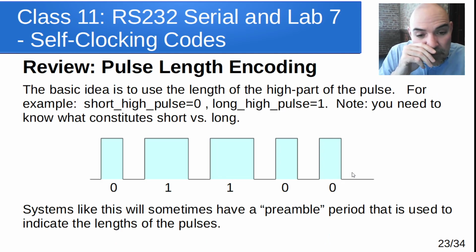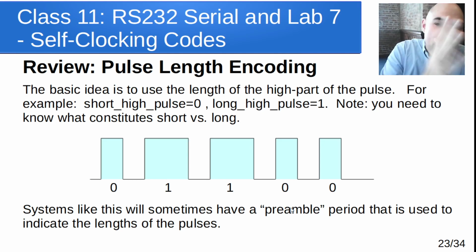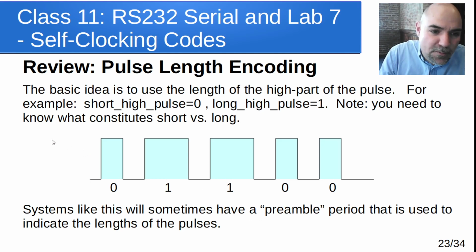Now, there's also pulse length encoding, where all that matters is the length of the pulse at the top. So we don't care about how long it's low. We just say that's a 0 because that's a short pulse. This is a long pulse. And with that, we would need to have some reference length to know what counts as short and what counts as long. Sometimes that is established by having a preamble period. In other words, the message would always start with a certain length, and that would be used as the yardstick for all of the subsequent bit widths.